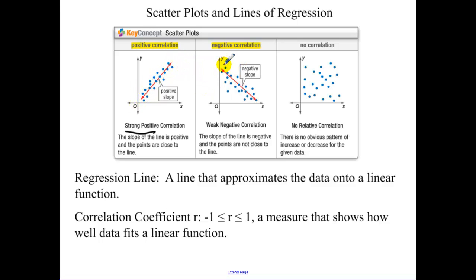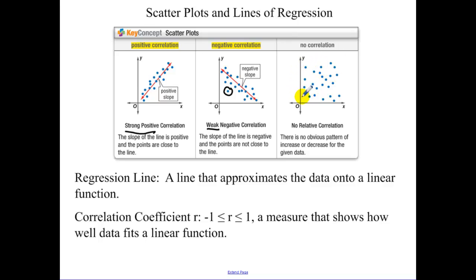Versus the one next to it, the points are fairly close, but it's now negative. But we have a few outliers, like this point here. That would be an outlier, one that's fairly far away from our line. So this would be considered a weak negative correlation, because not all of our data points are as close as they were for our positive correlation.